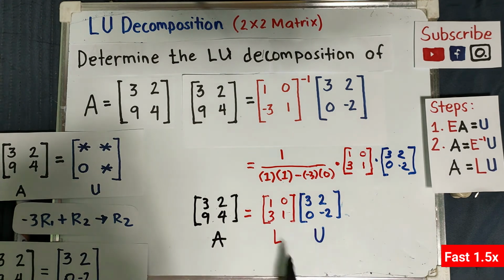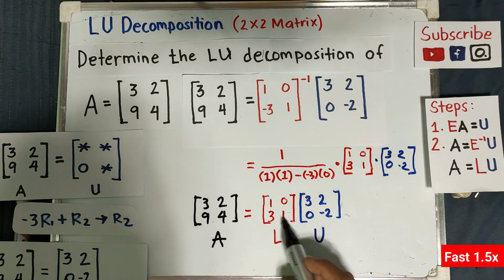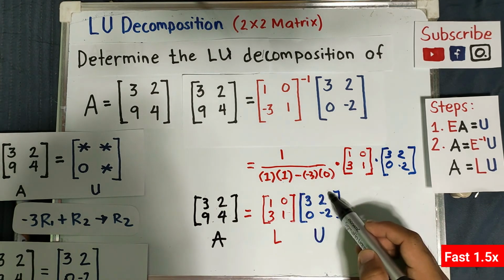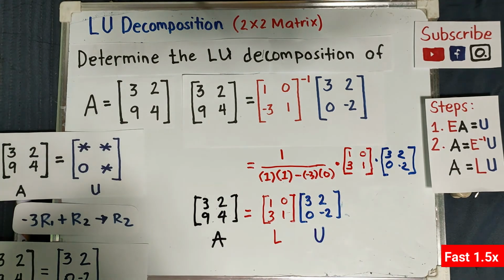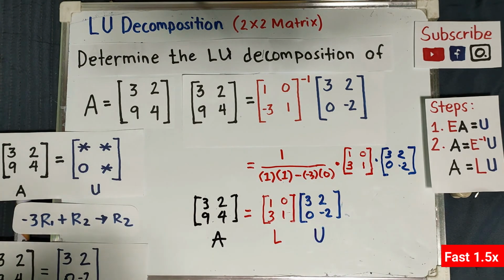So the meaning of LU: L is the lower triangular matrix, where the lower triangle has the values, okay? Above the diagonal it is 0. The upper triangular matrix is where the upper triangle has the values, okay? And below the diagonal is 0. That is our LU decomposition of this matrix.